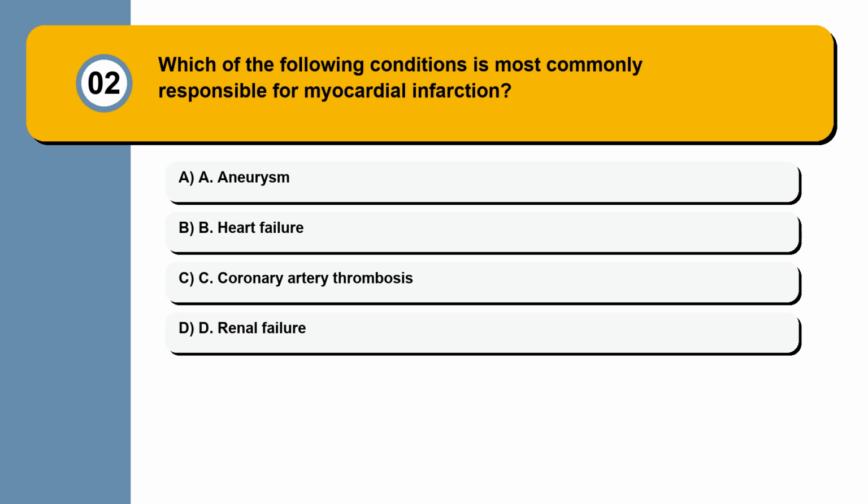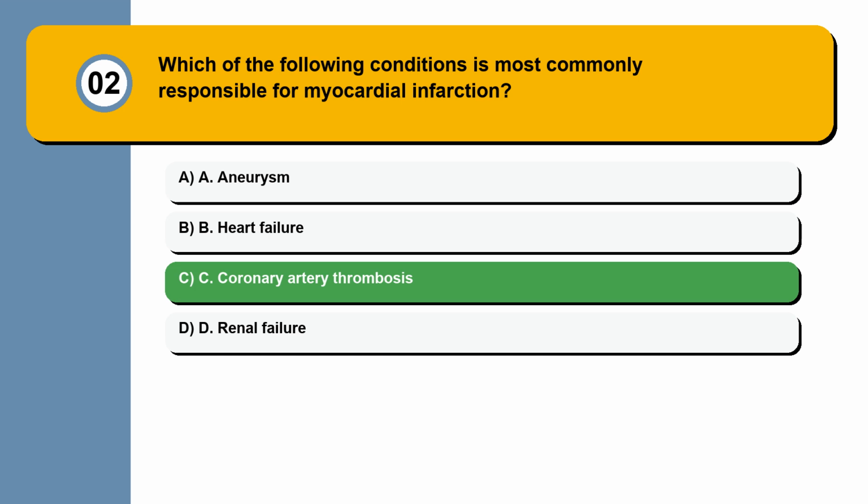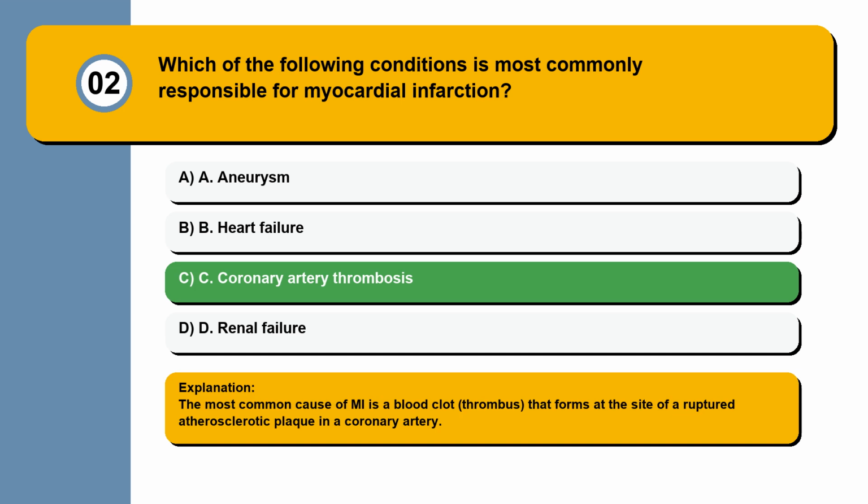Question 2. Which of the following conditions is most commonly responsible for myocardial infarction? A. Aneurysm. B. Heart failure. C. Coronary artery thrombosis. D. Renal failure. The most common cause of MI is a blood clot, thrombus, that forms at the site of a ruptured atherosclerotic plaque in a coronary artery.